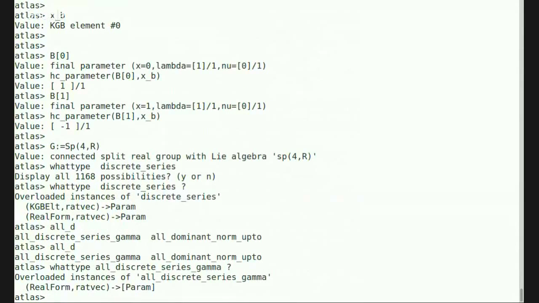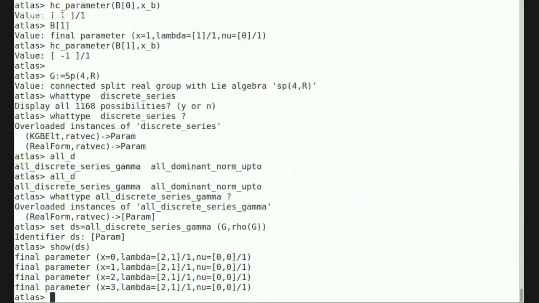So typically these commands, like principal series, give you a single principal series. And so this command here that I was talking about was giving you a single parameter. But these commands, which have all at the beginning, are giving you a list of parameters. And so the syntax is, I'm asking for all discrete series of a given real form with a given infinitesimal character. That's the gamma. So let's set ds is all discrete series by gamma of G with rho of G.